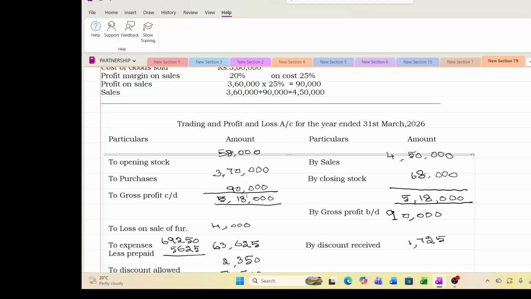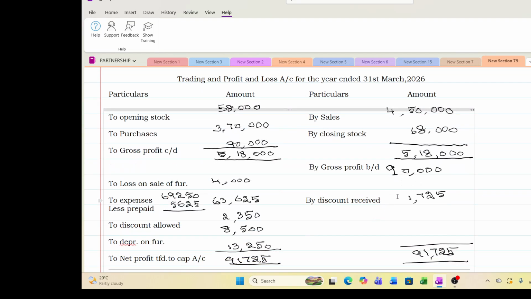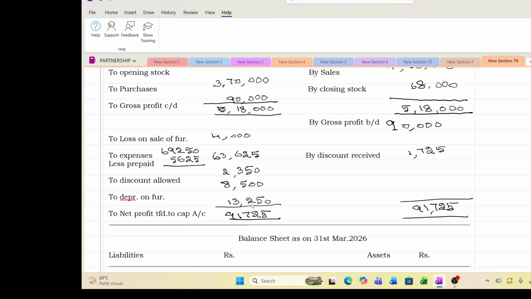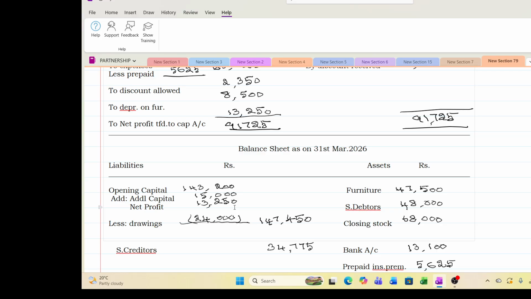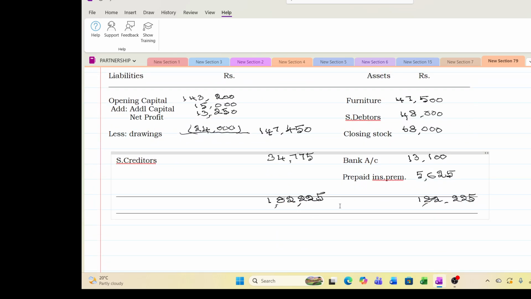When you close the trading account, the gross profit comes to 90,000. Brought down that gross profit, we have got a loss on sale of furniture and the expenses paid after reducing the prepaid and then discount allowed and depreciation 8,500. We got the net profit transferred to capital account as 13,250. Now we have to add that 13,250. So now it comes to 1,47,450 and then the creditors, the total matches 1,82,225. I hope it's clear to all of you.